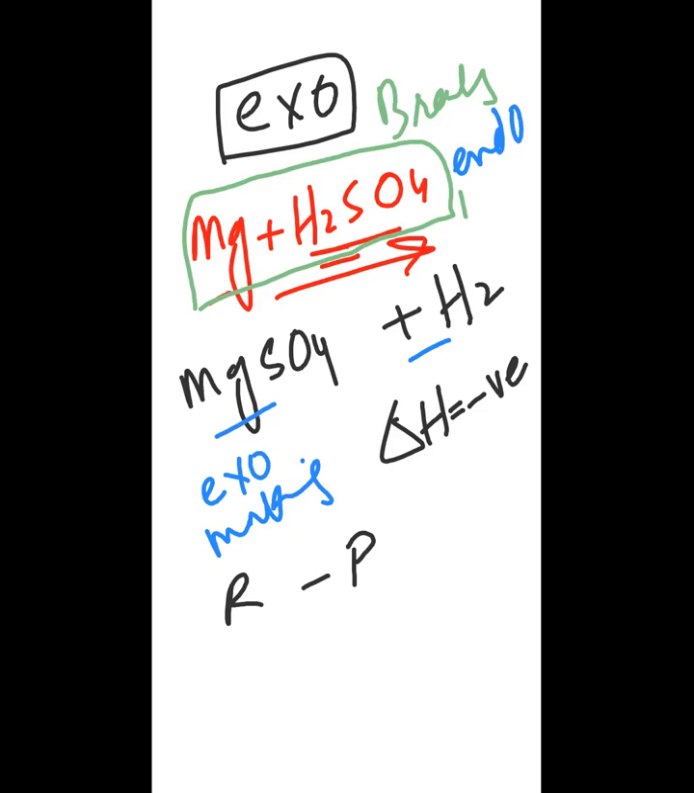What was the energy of the reactant? 100. The products are releasing extra energy, 120. The answer will be minus 20. This is the value of delta H, which is negative, which is telling you that the reaction is exothermic. Okay. Now, what is an energy level diagram?